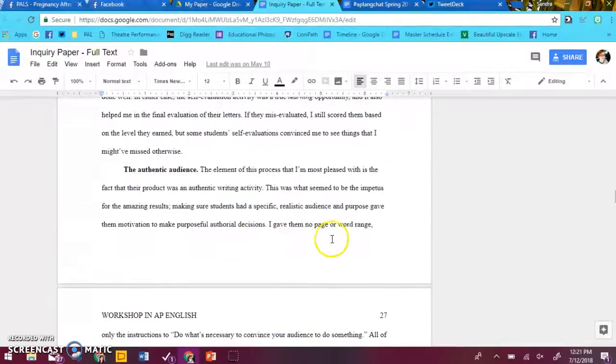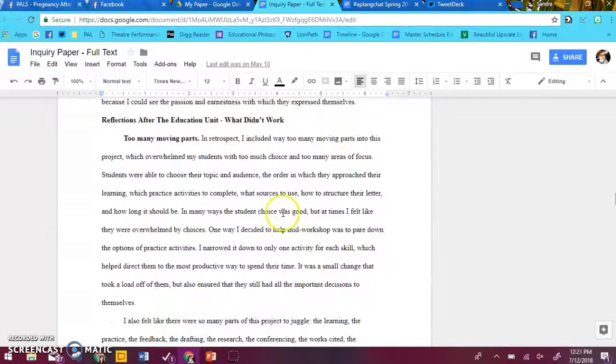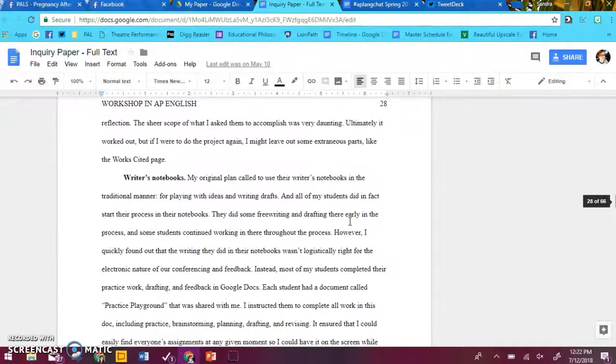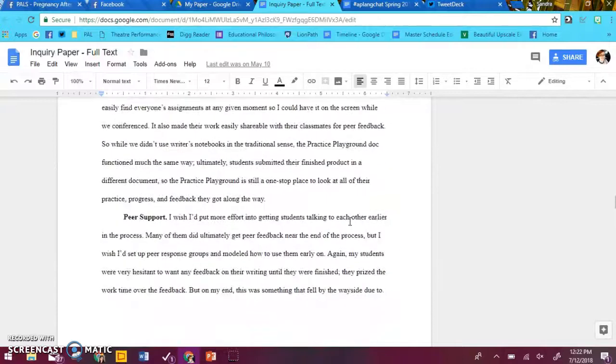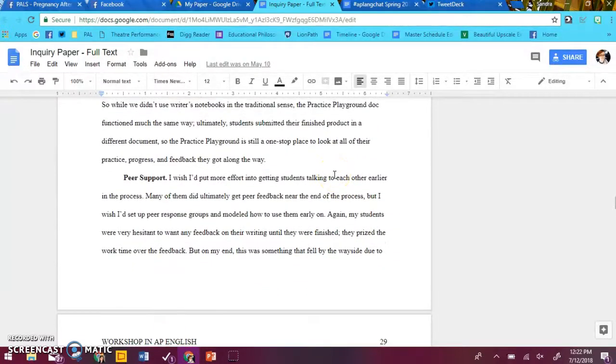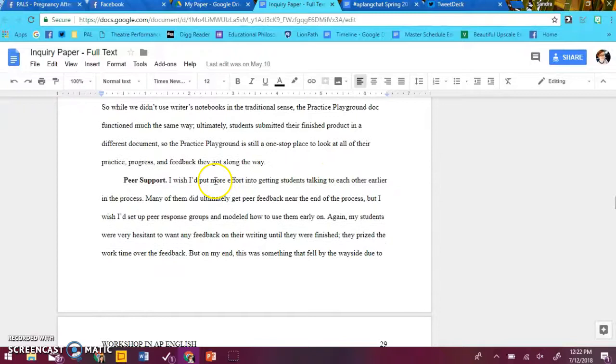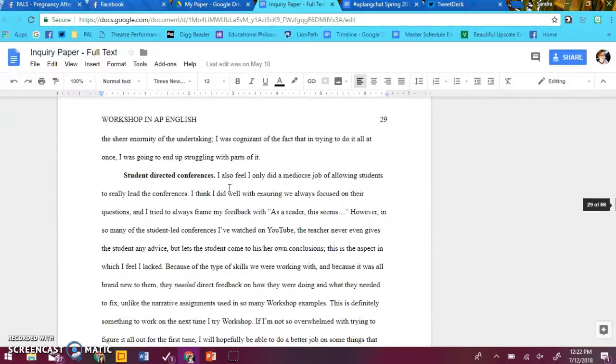An example of something that didn't work is I felt like perhaps I had too many moving parts to this project. I gave students a lot of choice, and I feel like I maybe gave them a little too many choices. Maybe there were some things that I could have made simpler, while still giving them the reins on other things. So that was an example of one thing that I would do differently next time. I wish I had put more peer support into it. They did give peer feedback at the end, but I think that should have happened earlier. So that's what I'd like to do before.